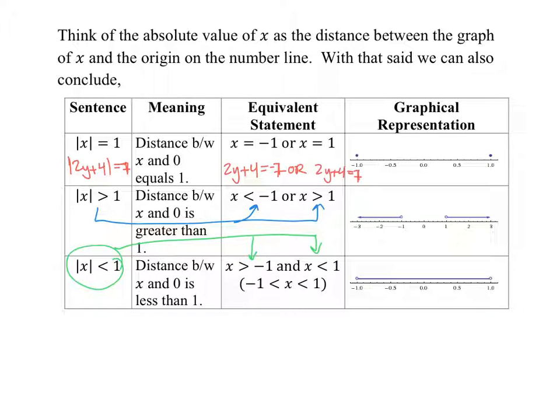Now, if you want to memorize OR and AND, you can. Whenever you see that an absolute value is greater than some number, it's going to be an OR statement. So if you want to jot that down, you can. But when it's an absolute value that's less than some number, it's always going to be an AND statement.